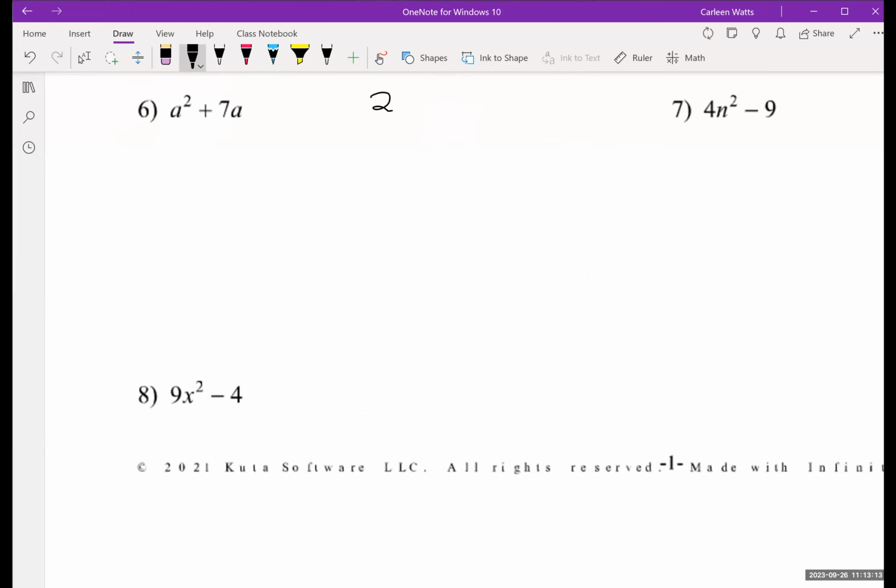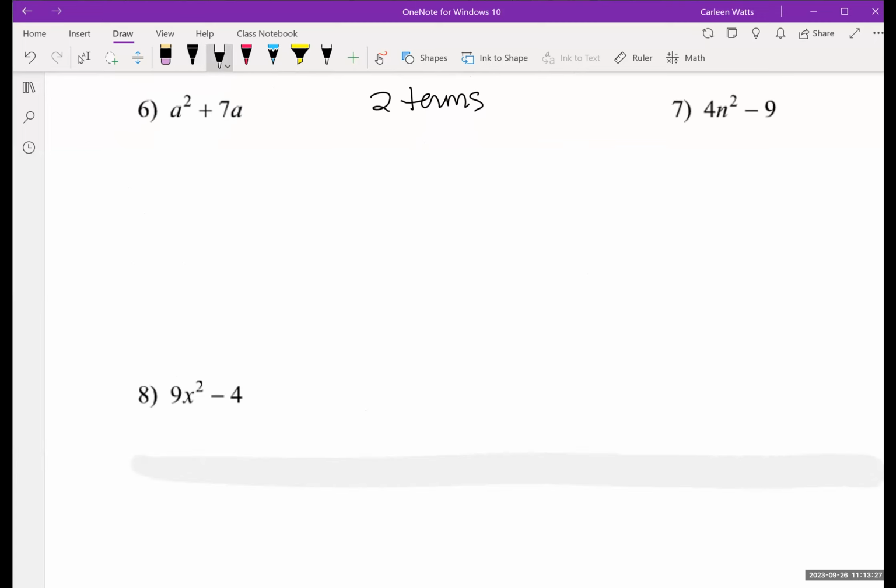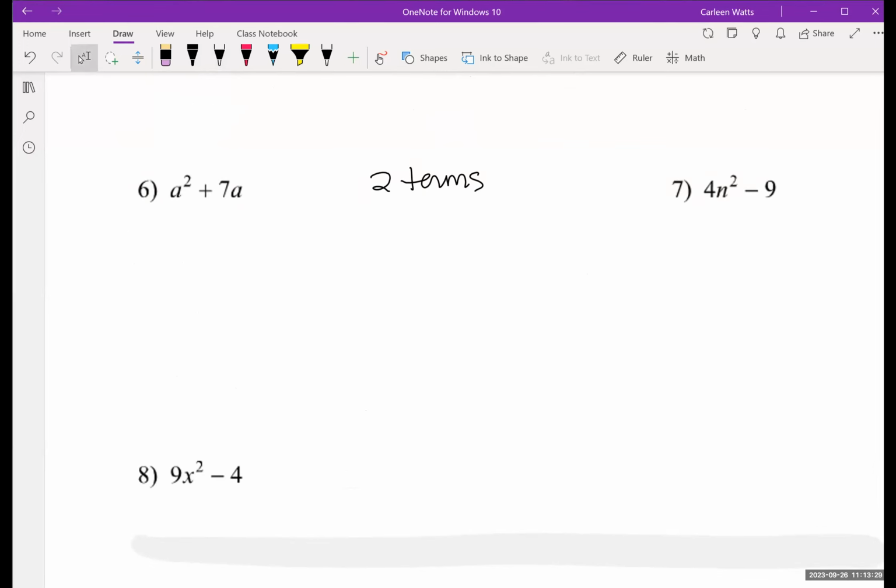I see 2 terms. So number 6, I see 2 terms. Now, we're going to talk about difference of 2 squares in a minute. 2 terms, this is GCF.